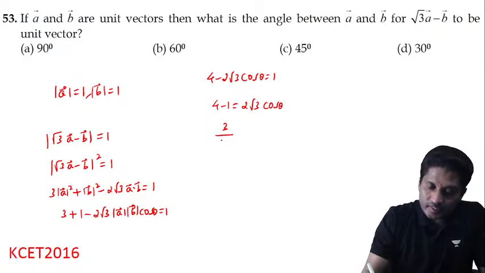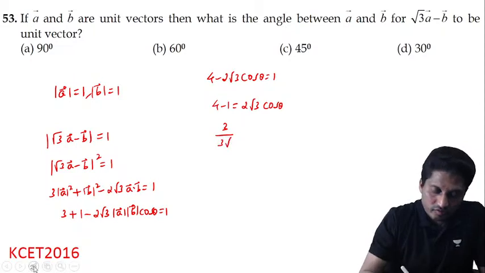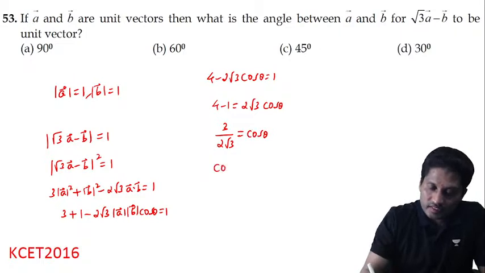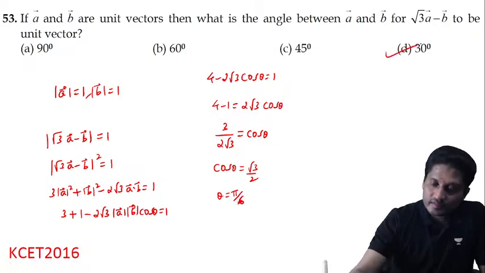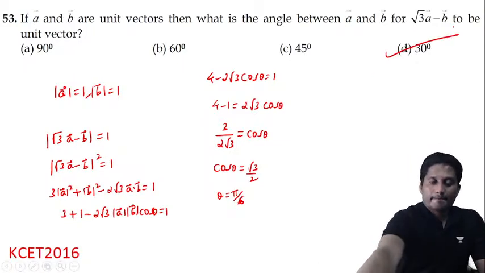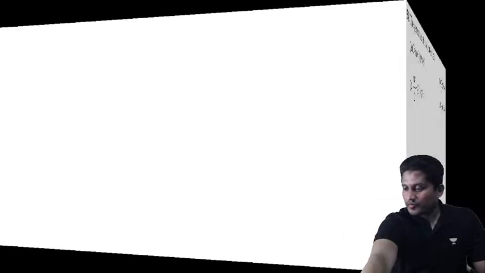Okay, 3 divided by 2 root 3 is equal to cos theta. So cos theta is equal to 3 by 2 root 3, which is root 3 by 2. Cos theta is root 3 by 2 means theta should be equal to pi by 6, that is 30 degrees. Answer is option D. Let's move to the next question.